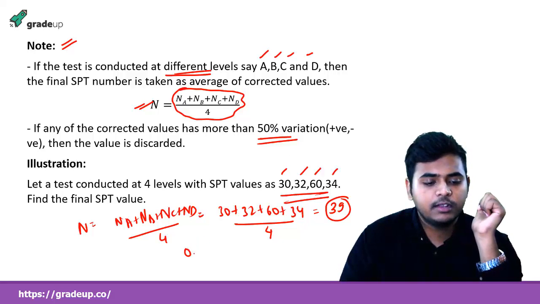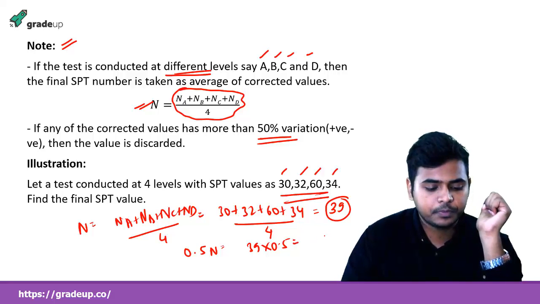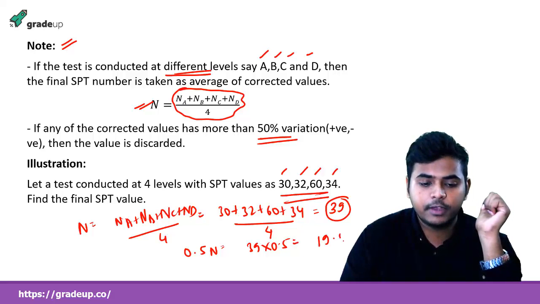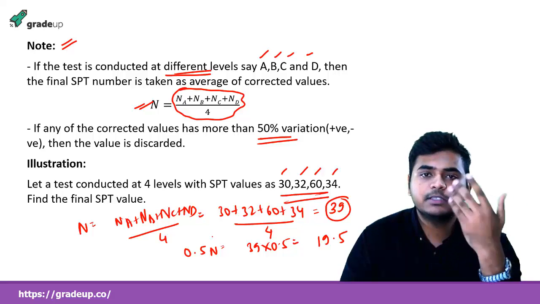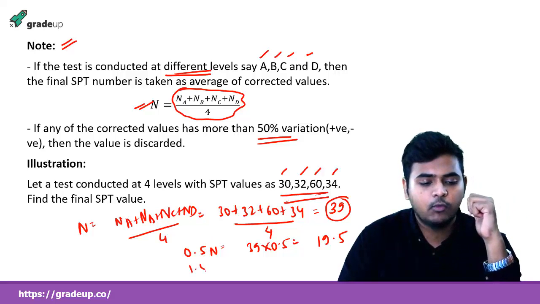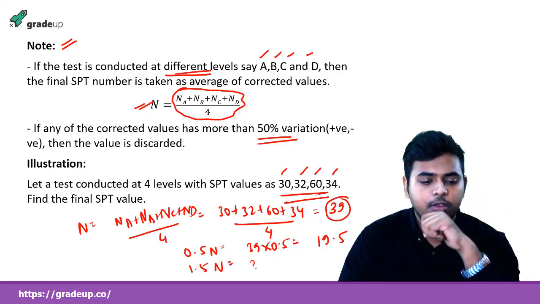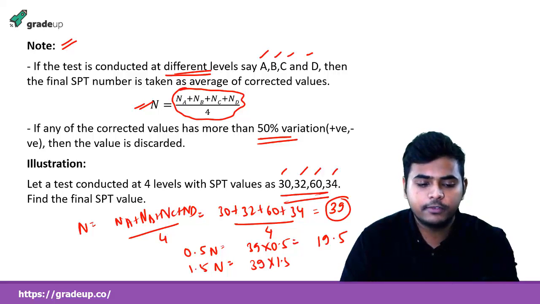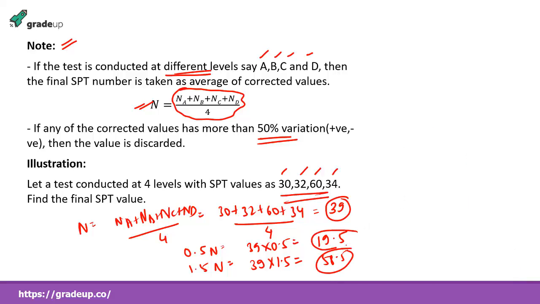Now what will be the negative side? We will take 0.5 times of this N value. It will be 39 into 0.5, that value is 19.5. And we will take 50% variation on the positive side, that is 1.5 times of N. So 39 into 1.5, this value we will obtain as 58.5. So all these corrected values have to lie in the range of 19.5 to 58.5.